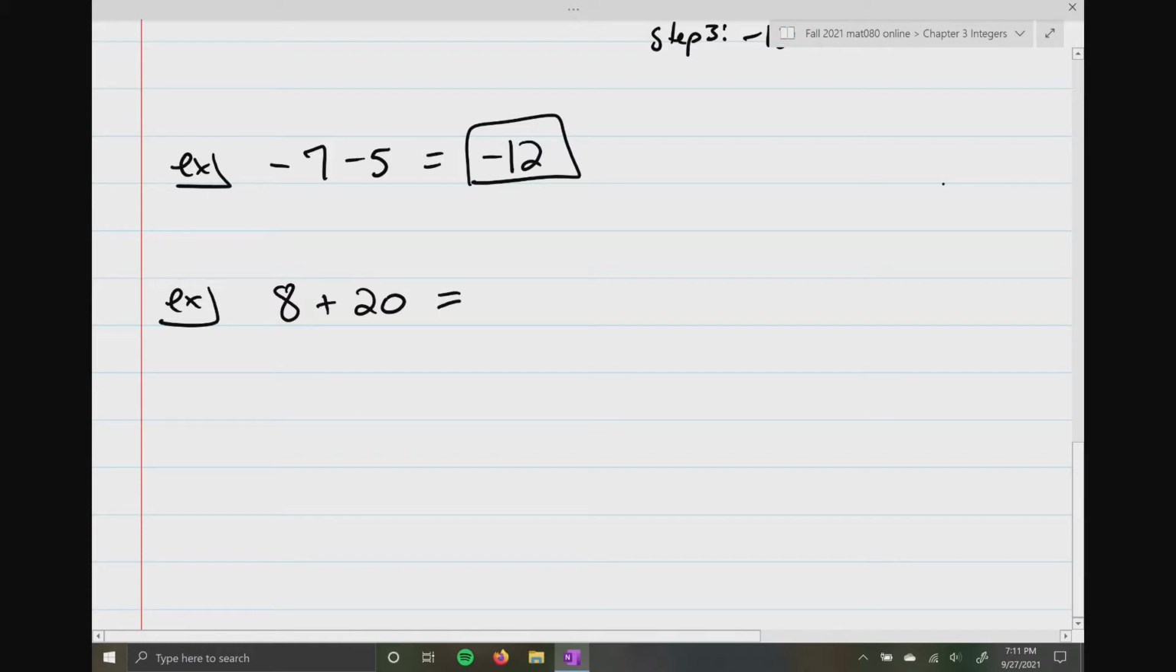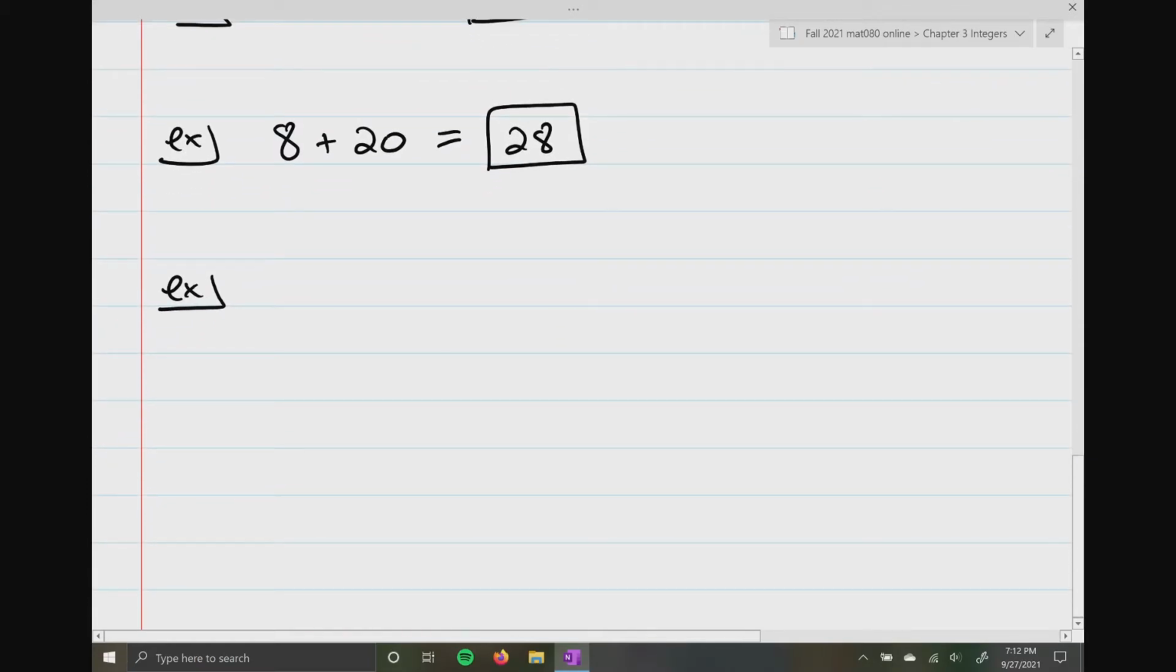Let's try another example here using that first rule. 8 plus 20. Notice that the 8 is positive, even though we didn't write a plus in front. It's positive. The 20 is positive. So we combine the numbers, keep the sign. All right. Now, sometimes you may see a problem that looks like this.